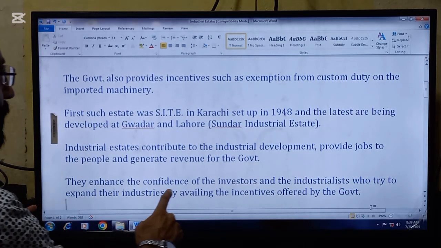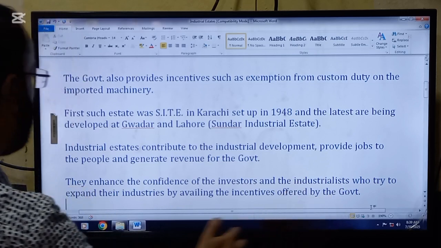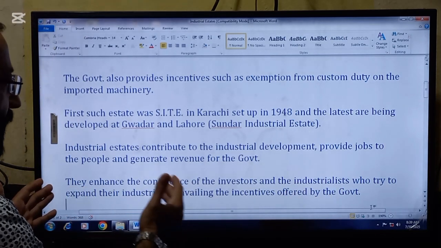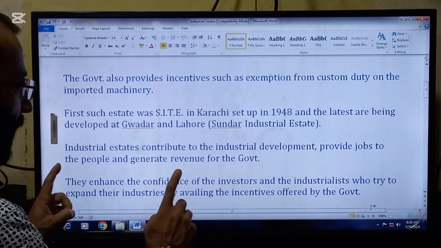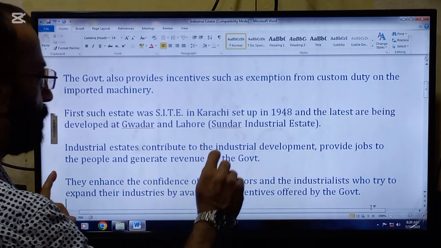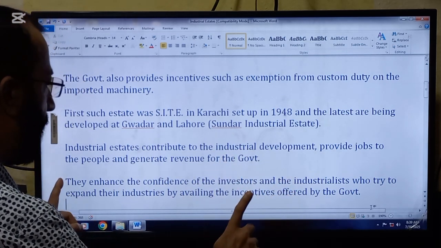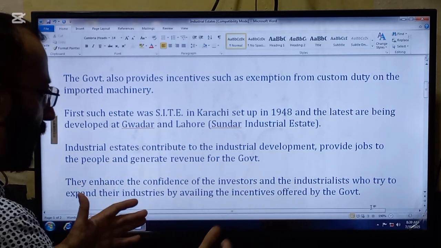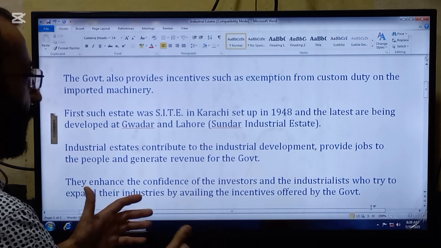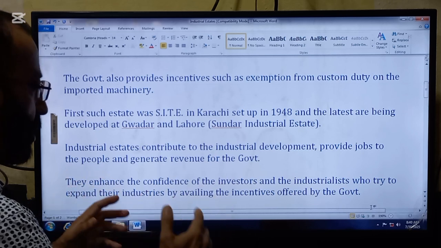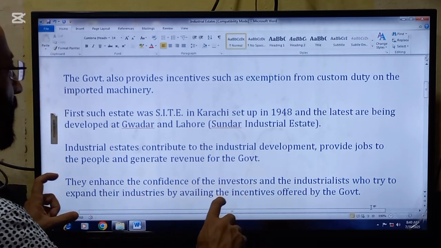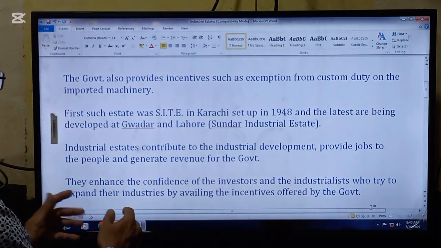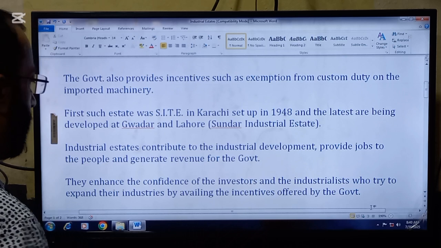Industrial estates contribute to the industrial development, provide jobs to the people, and generate revenue for the government. So because government encourages industries to be located in those areas, and because their industries are located there and a lot more work and industrial activity is done in that area, that area provides jobs to the people and generates revenue for the government.